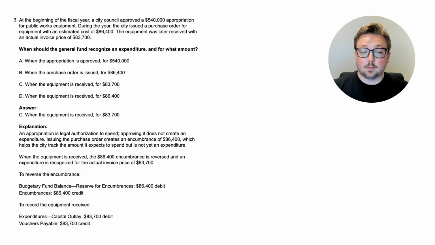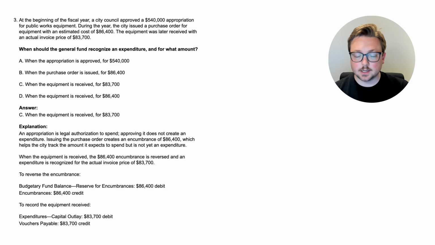Let's go through this. We're talking about this more in depth, so you can actually understand what an appropriation is. An appropriation is legal authorization to spend. Approving it does not create an expenditure. Issuing the purchase order creates an encumbrance of $86,400, which helps the city track the amount it expects to spend, but is not yet an expenditure. When the equipment is received, the $86,400 encumbrance is reversed, and an expenditure is recognized for the actual invoice price of $83,700. So again, we learned a little bit more about the differences there.